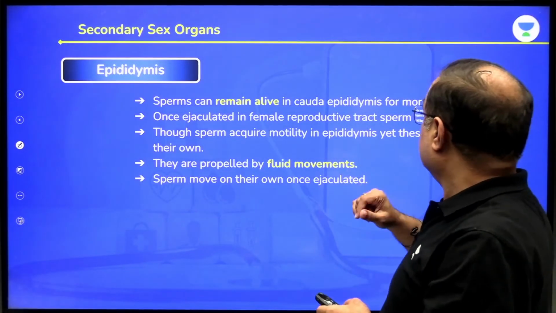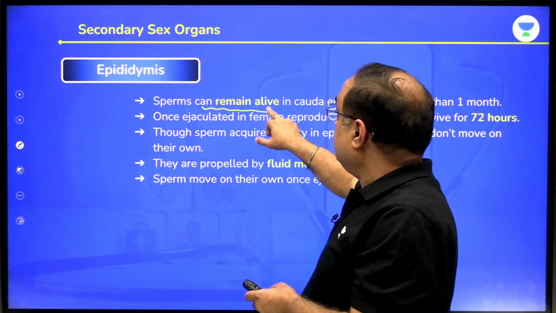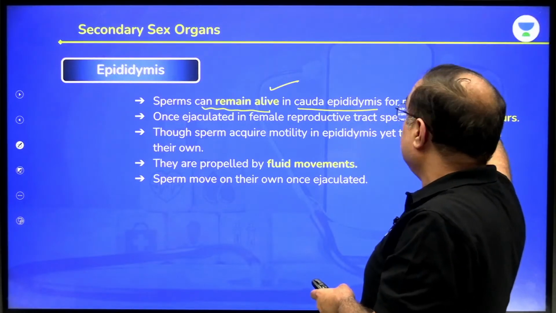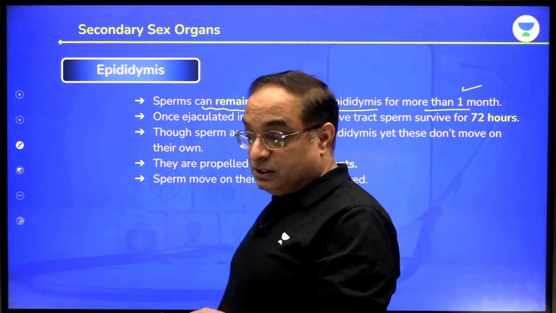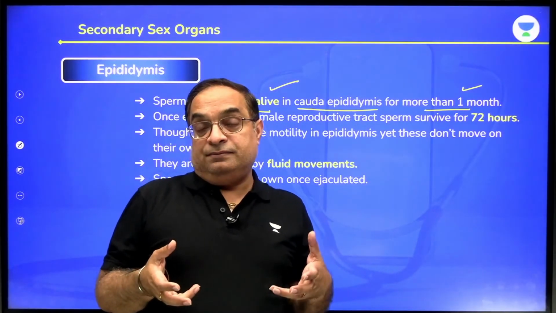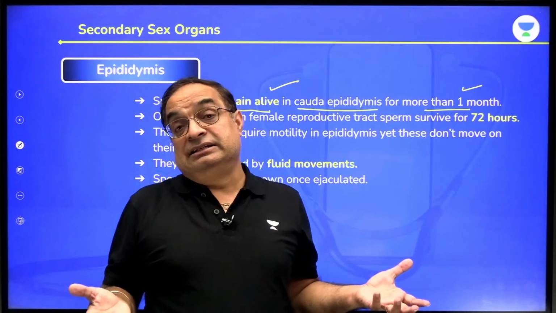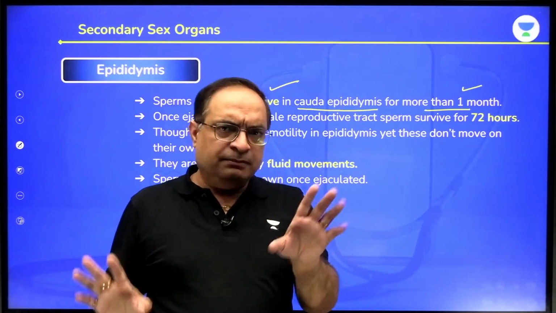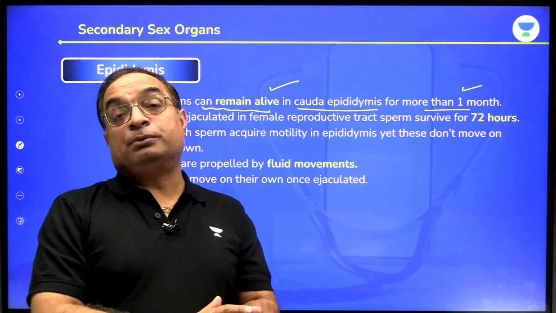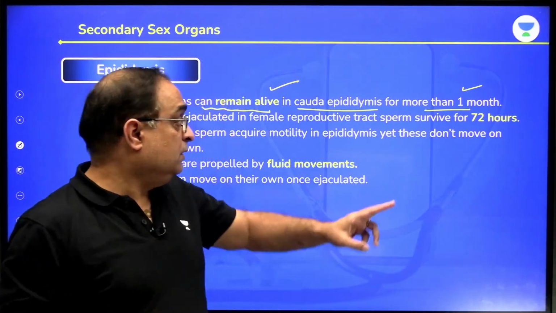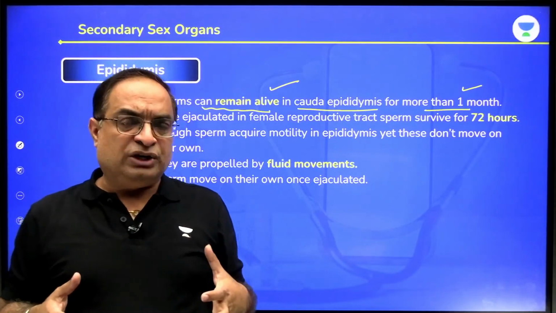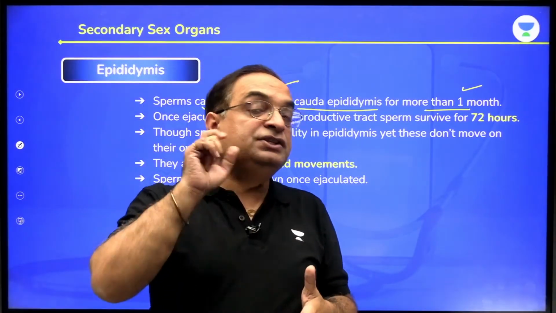Now, important thing, sperms can remain alive in the cauda epididymis, the tail region of the epididymis, for more than 1 month. If you are asked a question, for how many days sperms can remain alive in the epididymis, 1 month also. But when they are ejaculated in the female reproductive tract, then they survive for 72 hours. During sexual intercourse, when semen is deposited in the vagina, sperms survive for 72 hours.